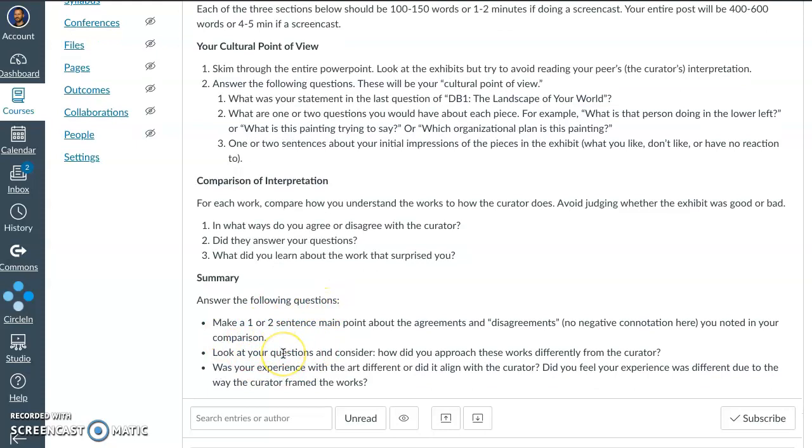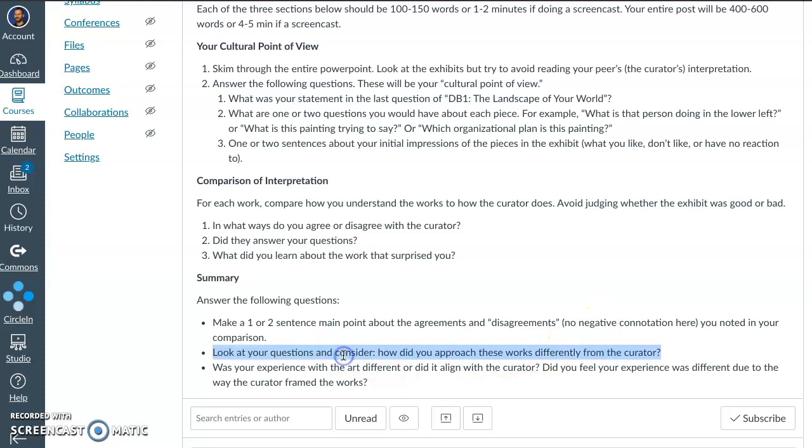And finally, you're going to have a summary section. You're going to make a 1 or 2 sentence main point about the agreements and disagreements. Again, I put this in quotes and said no negative connotation here, meaning you're not trying to convince them that you're right. This isn't a disagreement like an argument. It's a friendly, respectful disagreement. And one of you might actually change your mind about something. If that happens, that's great.